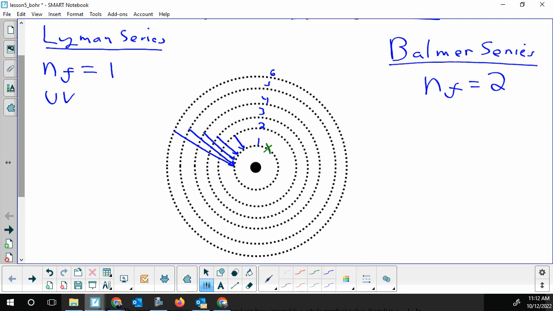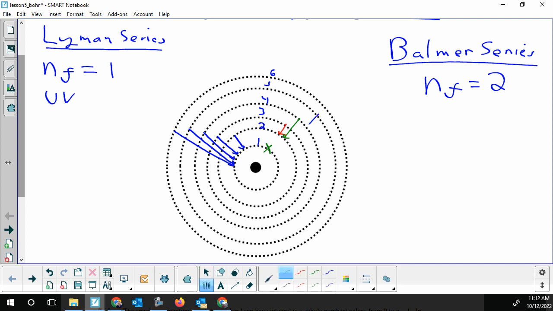So the first transition you'd get down to 2 is 3 to 2. And we're going to see shortly when you go 3 to 2, you get a wavelength that corresponds to red, 700 and some nanometers. When you fall 4 down to 2, your eye perceives that as green. It's a different wavelength.